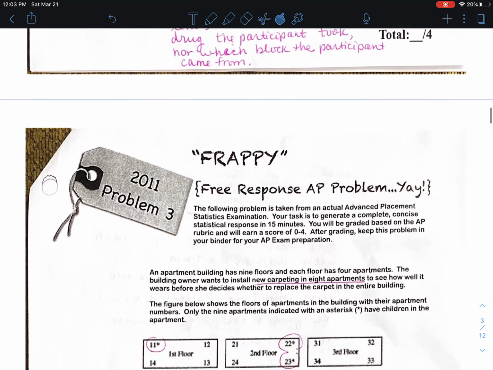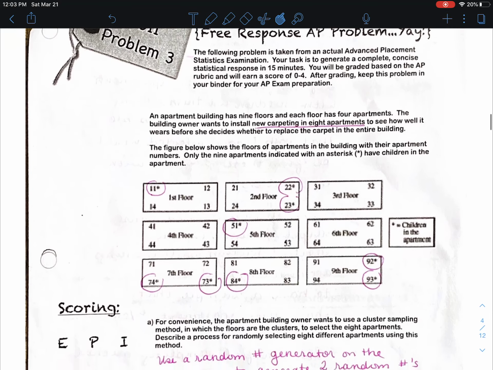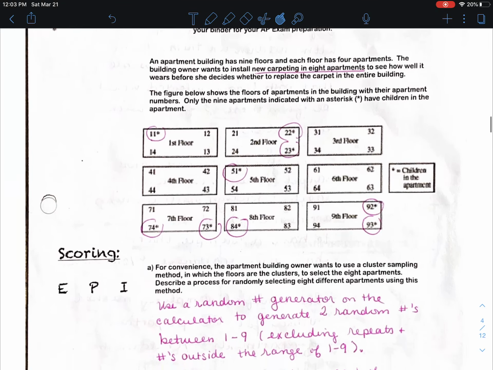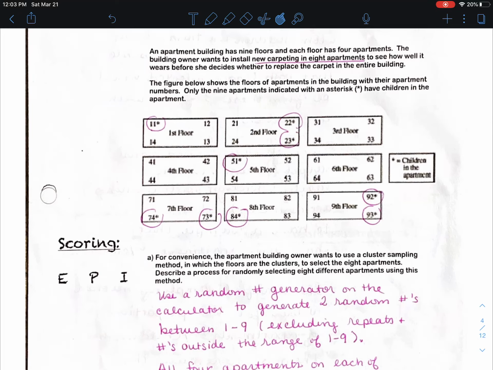Okay, our last one here, we may have done this one before. Talking about an apartment building that has 9 floors to it. Each floor has 4 apartments on it. The building owner wants to install some new carpet in 8 of the apartments, but they want to see how well it's going to wear before they replace it in the entire building. So they're just going to sample 8 apartments first.